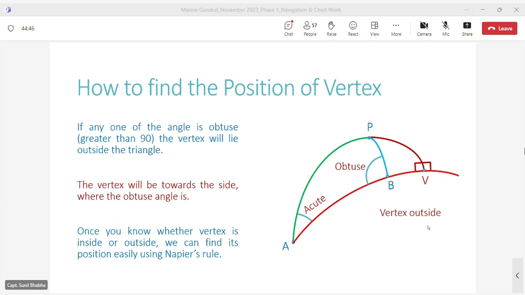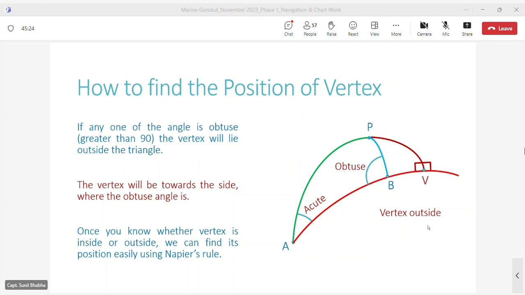Up to here, beta, any doubts? Sir, instead of acute and obtuse angle, if the angle is 90 degrees, then which side will it lie? The angle is exactly 90, beta? Yes, sir. If you get an angle of exactly 90 degrees, then that position itself is the vertex, beta. But it has to be exactly 90 degrees 0.0 minutes. Then that position is the vertex itself. Okay, sir. Thank you.